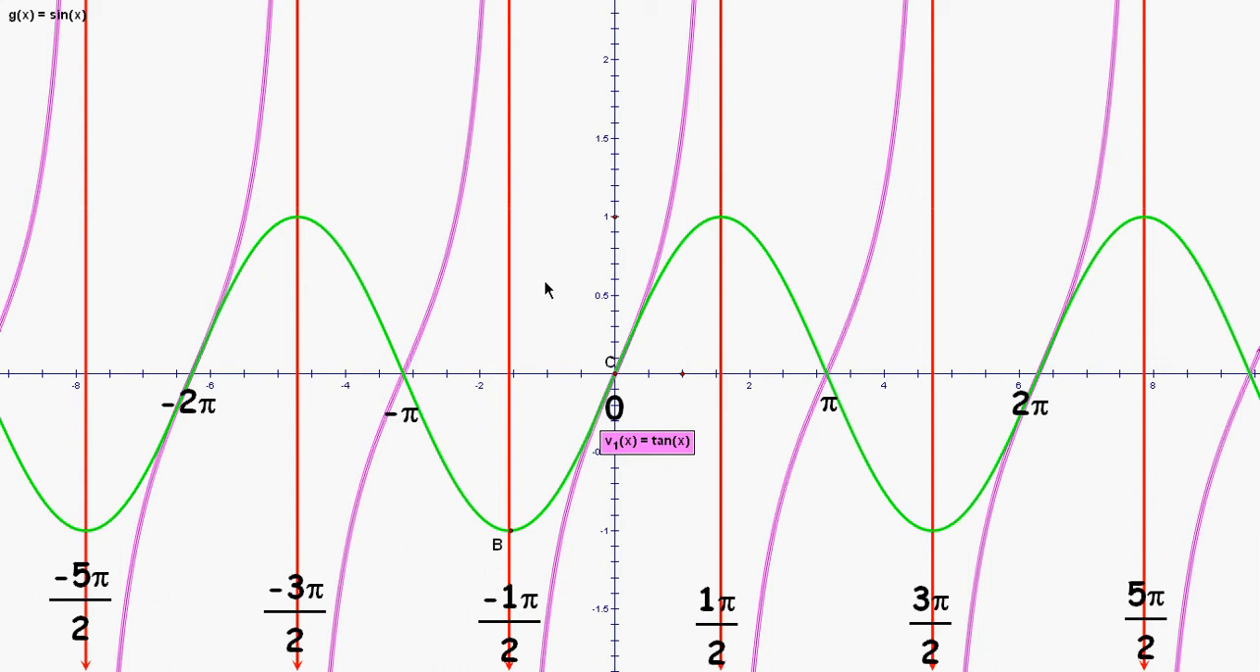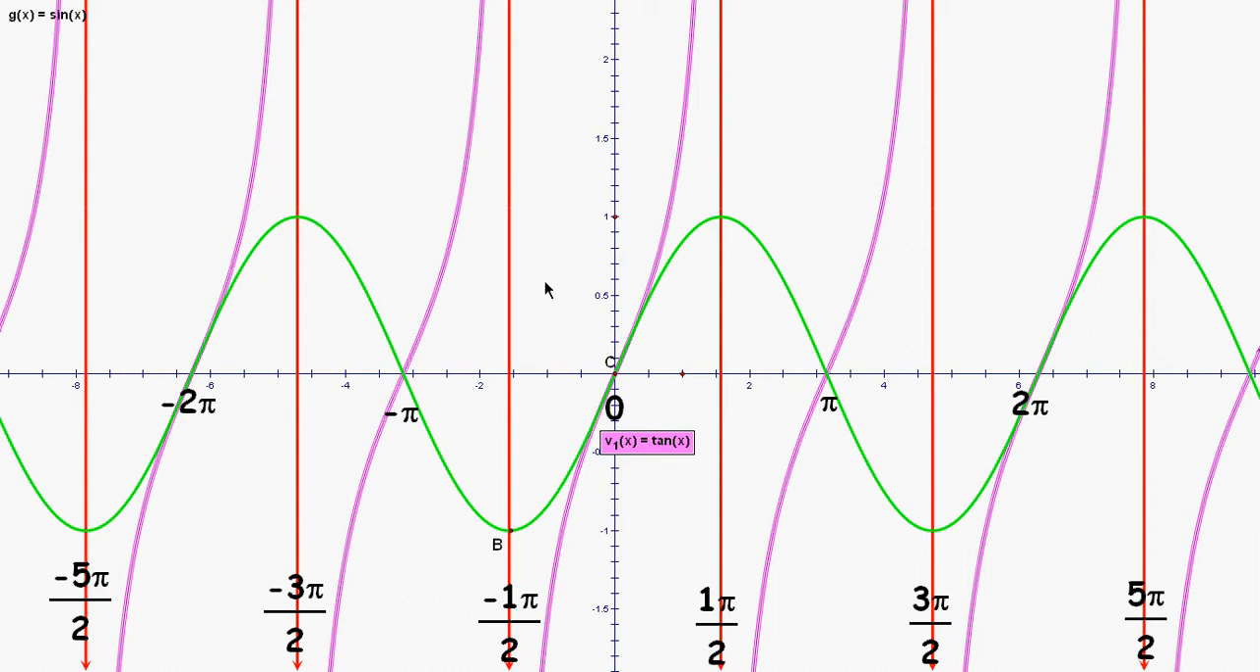Notice that it takes on some similarities in shape to a function that we've already looked at, y equals x cubed. But unlike y equals x cubed, that is continuous or has a domain of all reals, these do have asymptotes at those points that we've pointed out with those red vertical lines.